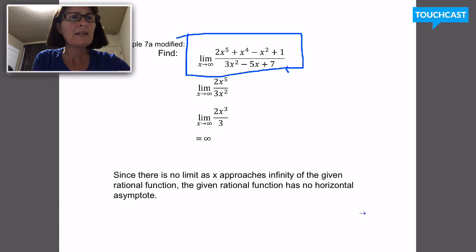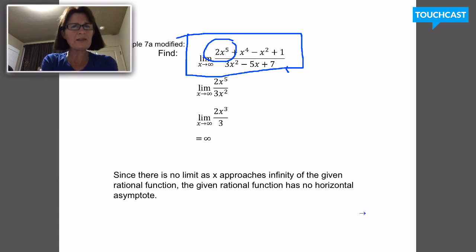And you can see the bigger x gets, the more 2x to the 5th is pretty much the only part that's going to matter. If x gets big enough, 2x to the 5th is going to be so much huger than x to the 4th or x squared or 1 that the rest of those terms are hardly going to contribute to the value of that numerator at all. And similarly, it's the 3x squared term in the denominator that's going to contribute the most to the value of that denominator.